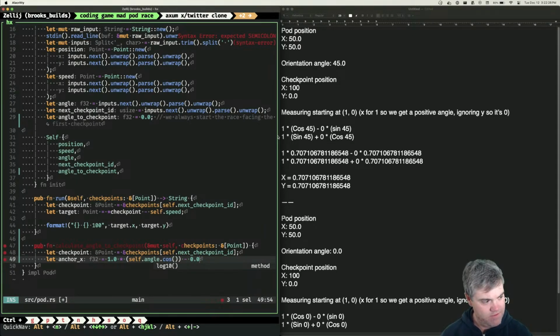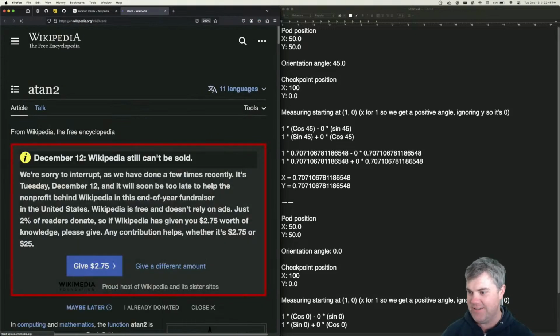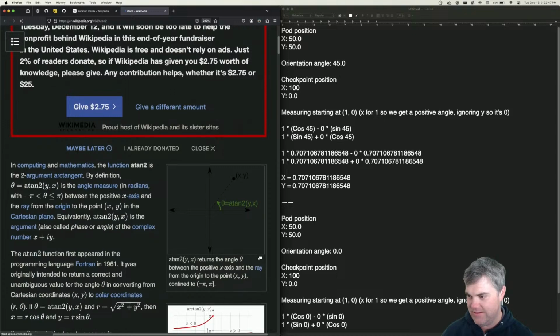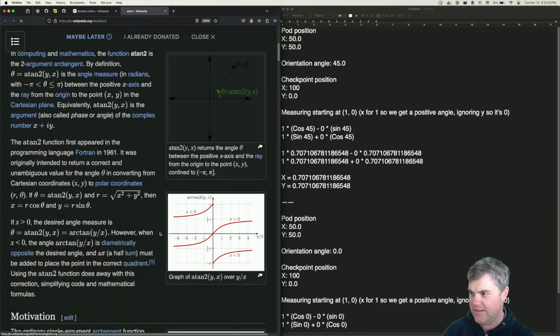Now that you understand math, you can go ahead and use atan2. Oh, this sounds really familiar. I've used atan2 a long time in the past. Atan2 is, okay, by definition, the angle measure in radians between the positive x-axis and the ray from the origin to point xy in the Cartesian plane.